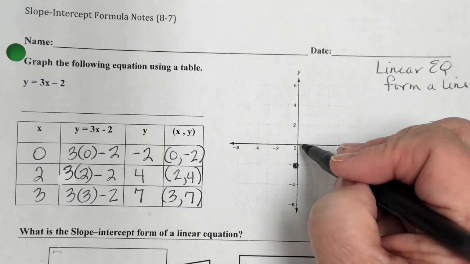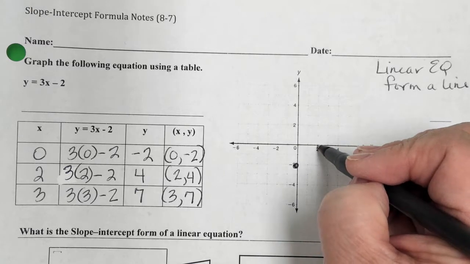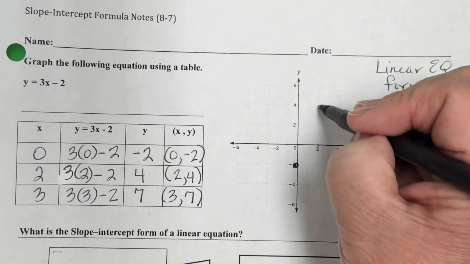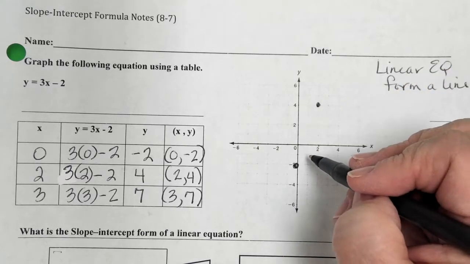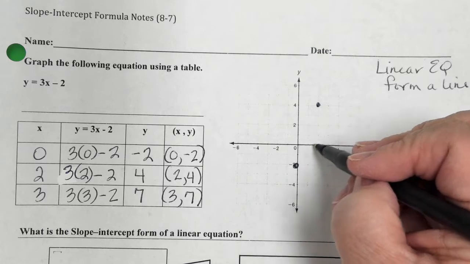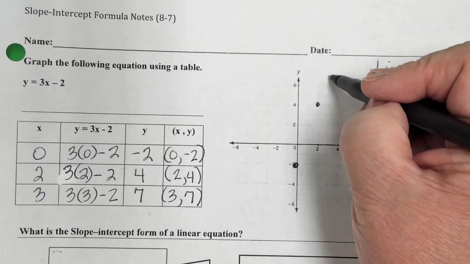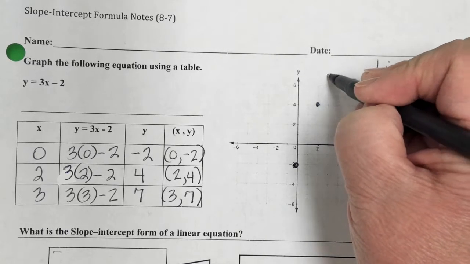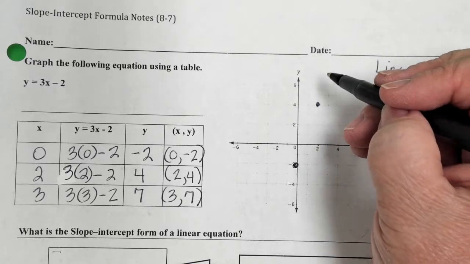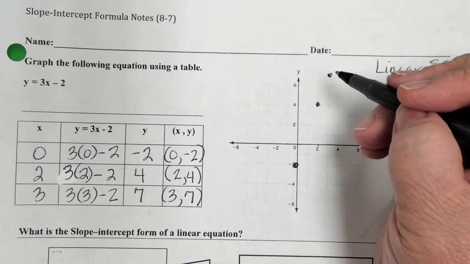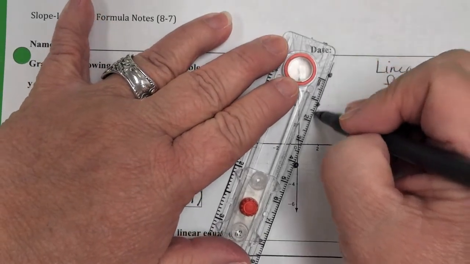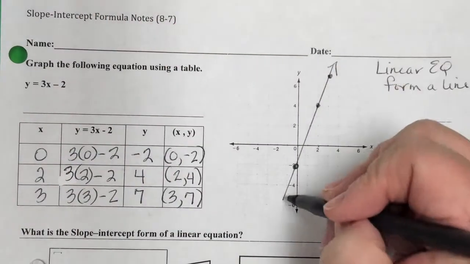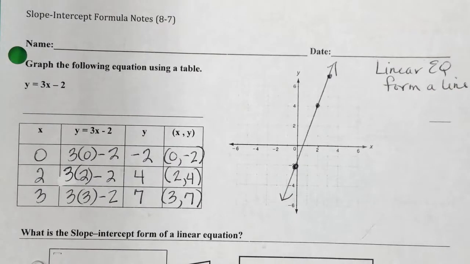Next, we have 2, 4. Positive 2, we go to the right 2, and up 4. And our third point, we're going to go over 3 and up to 7. And then we're going to connect our points. And we have just graphed that linear equation.